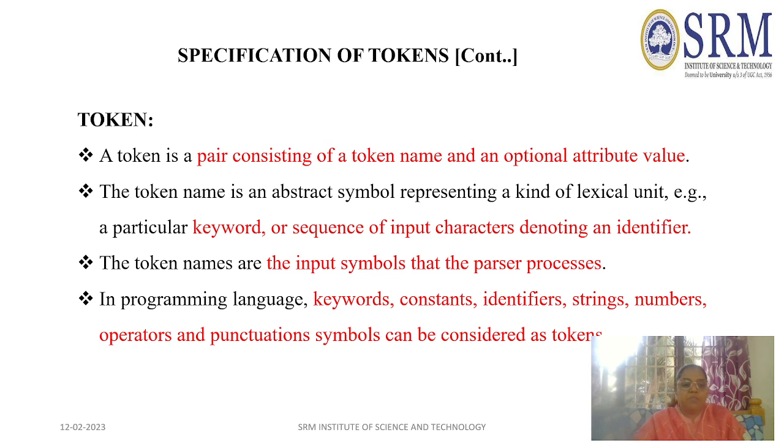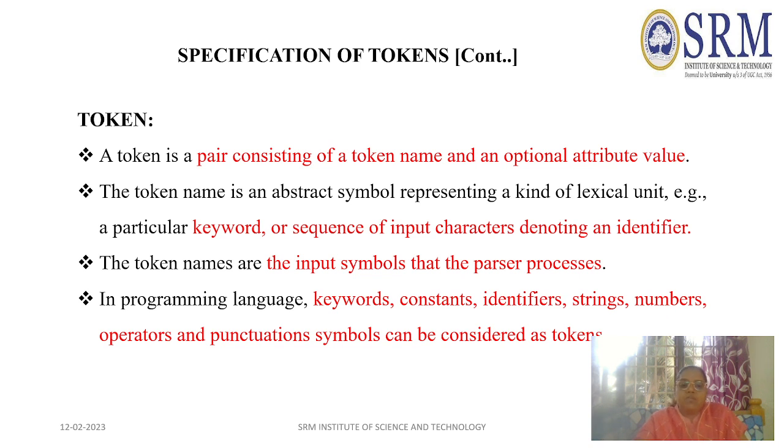Example, a keyword may be called a token, which is nothing but what? A sequence of input characters. Say for example, if is a keyword, for is a keyword, int is a keyword in C language. So it is if, a sequence of input characters like I and F, denoting an identifier, and this set is called a keyword.